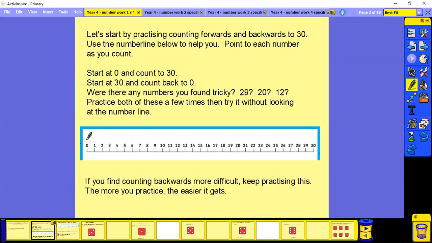Now let's do it with me. Here we go. 1, 2, 3, 4, 5, 6, 7, 8, 9, 10, 11, 12, 13, 14, 15, 16, 17, 18, 19, 20, 21, 22, 23, 24, 25, 26, 27, 28, 29, 30.